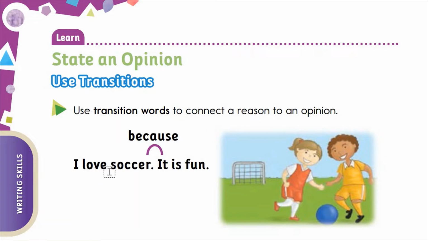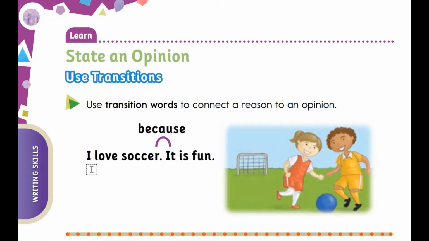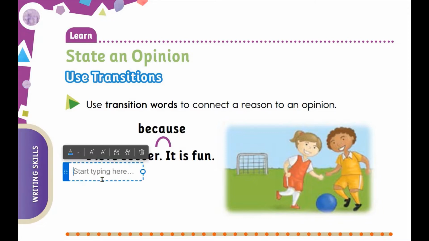Let's see, how can we do that? So the sentences here say, I love soccer. It is fun. Adding the transition word because would remove this period over here and turn it into one sentence. I love soccer because it is fun. So you see how this transition word connected the sentence I love soccer with the second sentence, it is fun. We can similarly use the other transition words to connect different sentences and ideas together.